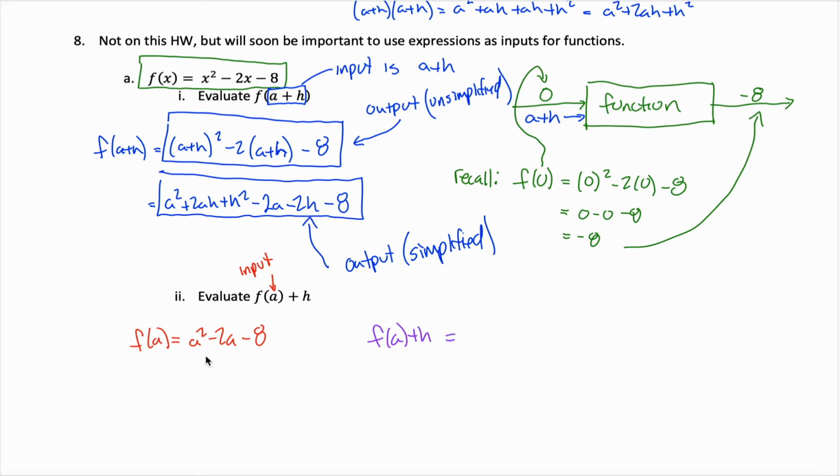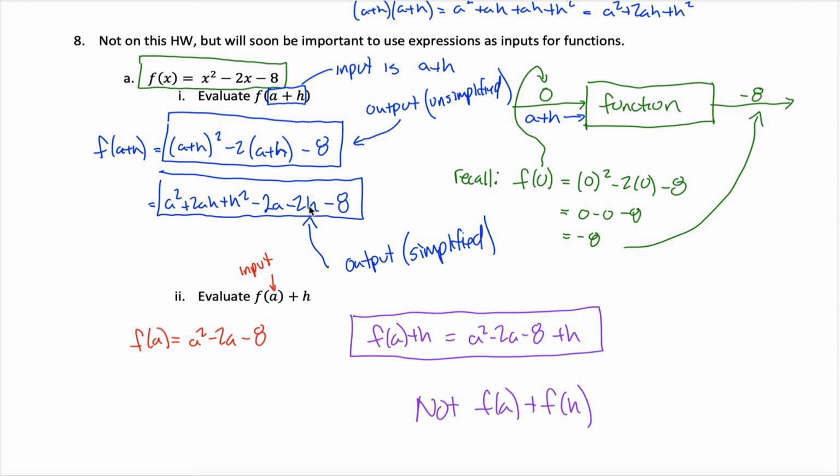Well, that's easy. The f of a is the a squared minus 2a minus 8 part, and the plus h is just plus h. You're like, wait, don't you have to put h into the machine? No, this is not f of a plus f of h, for example, in which case I would have to put the h into the machine. This is f of a. I'm putting a into the machine. And then after I do all that, I just tack on a plus h for this plus h right here. If you can see the difference between this answer in purple and these answers in blue, you really understand the notation, which is kind of the key thing that we're trying to understand when we're putting expressions into machines.